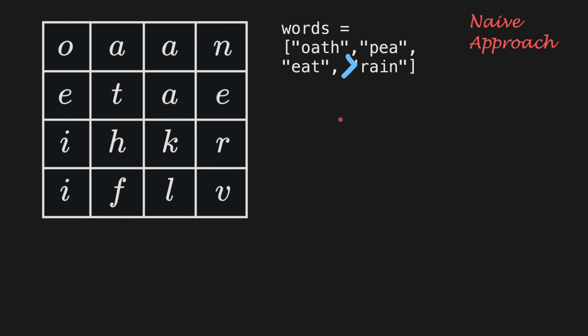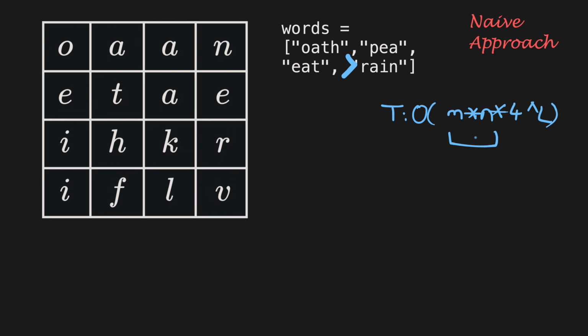Now this approach works, but it is very inefficient. The time complexity to find a single word of length L is roughly O of m times n times 4 to the power of L, where m times n is the size of the board. We have a factor of m times n because, in the worst case, we might have to start a search from every cell on the board.